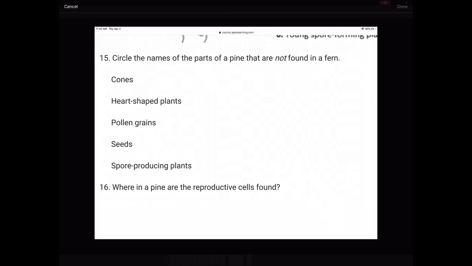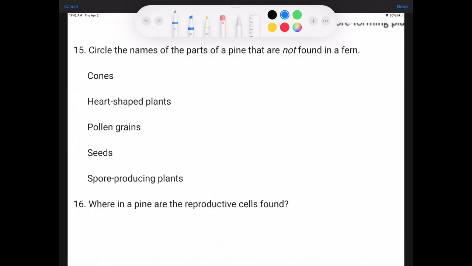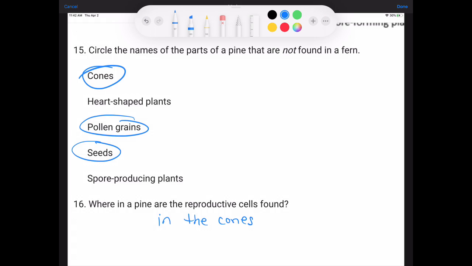Circle the names of the parts of a pine that are not found in a fern. So, cones are in a pine, not found in a fern, pollen grains, and seeds. Where in a pine are the reproductive cells formed? That is in the cones. And that's it. That's it for that review sheet.